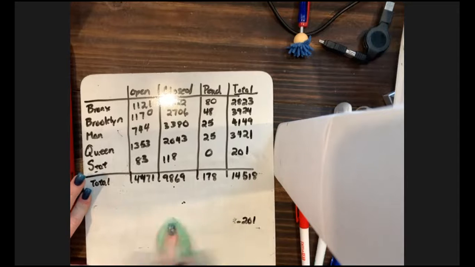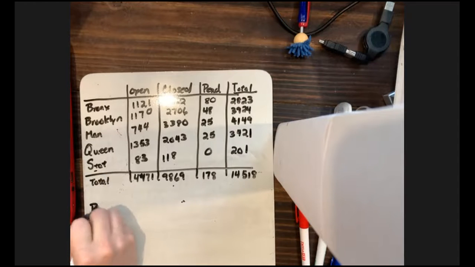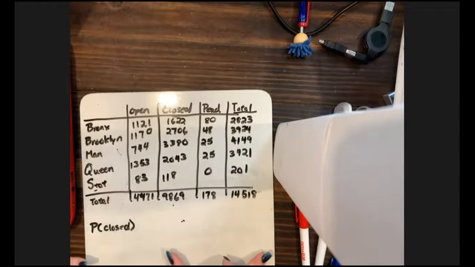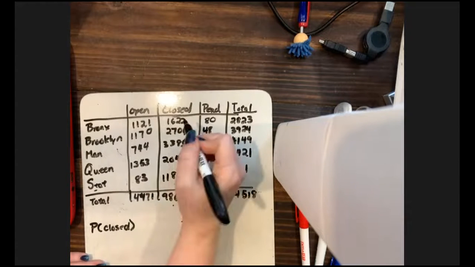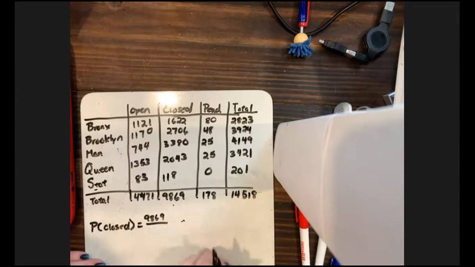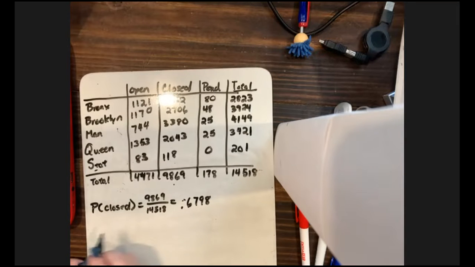Next one that we're going to look at with this is they want what is the probability that it's closed. Now again, with this having us already given the total, we're not actually having to total up all of these values. We can just go ahead and pull the total. So we have 9,869 over 14,518. And so that gives us 0.6798.